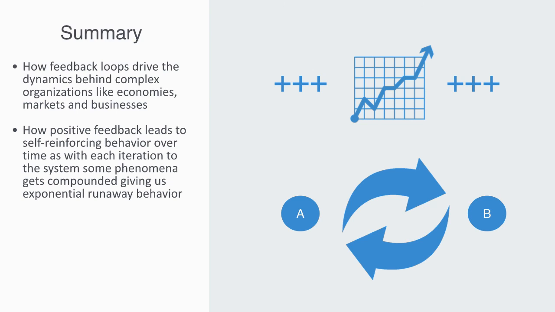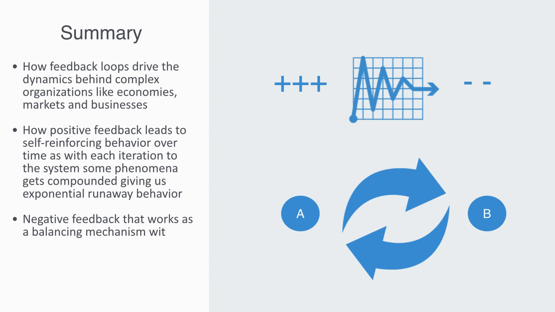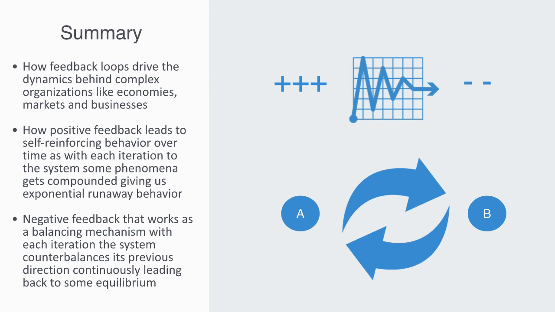In contrast, we looked at negative feedback that works as a balancing mechanism, as with each iteration, the system counterbalances its previous direction, continuously leading back to some equilibrium point of stability. We mentioned how this is used to design centralized control systems. Finally, we had a quick look at causal loop diagrams that tried to capture the full set of causal relations governing the overall dynamics behind the complex organization.